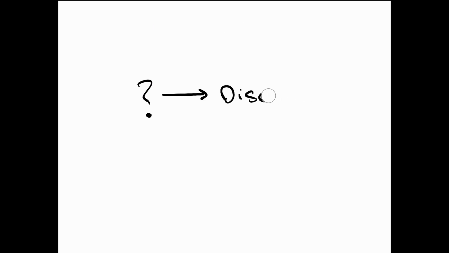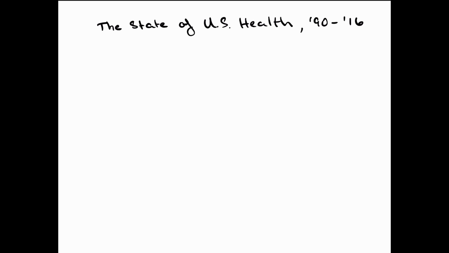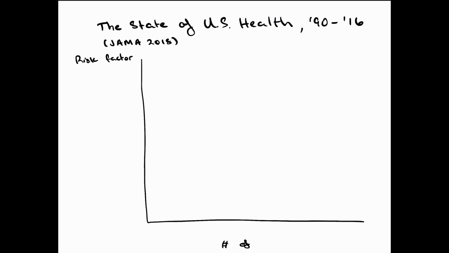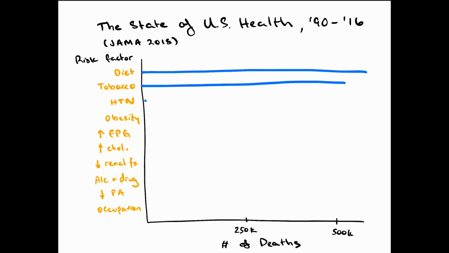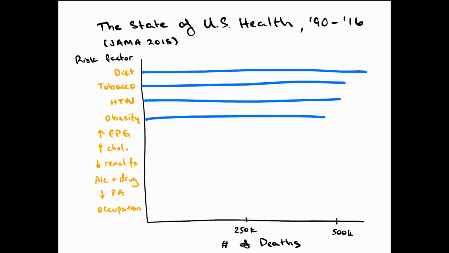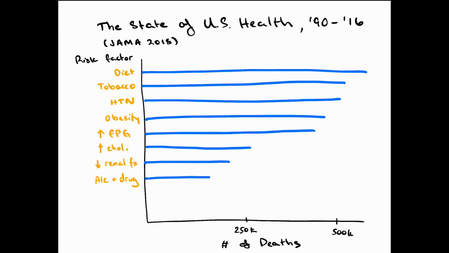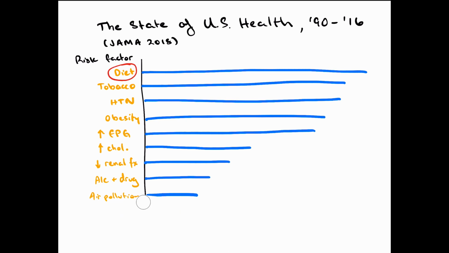If we take a look at the study, the State of US Health, published in JAMA 2018, we see that the number one risk factor for death in this chart is diet, followed by use of tobacco, hypertension, obesity, high fasting plasma glucose, high cholesterol, low renal function, alcohol and drug use, air pollution, and low physical activity. This is similar for disability, and diet is number one in both charts. So when we ask the question, what causes diseases, it's behaviors that propagate these. Number one is dietary risk factors.